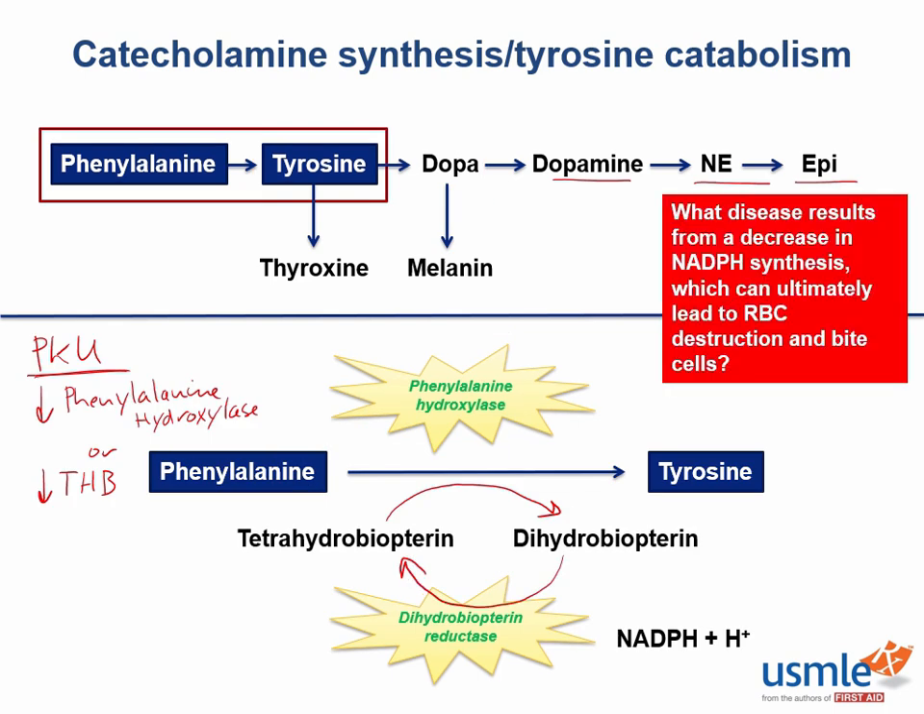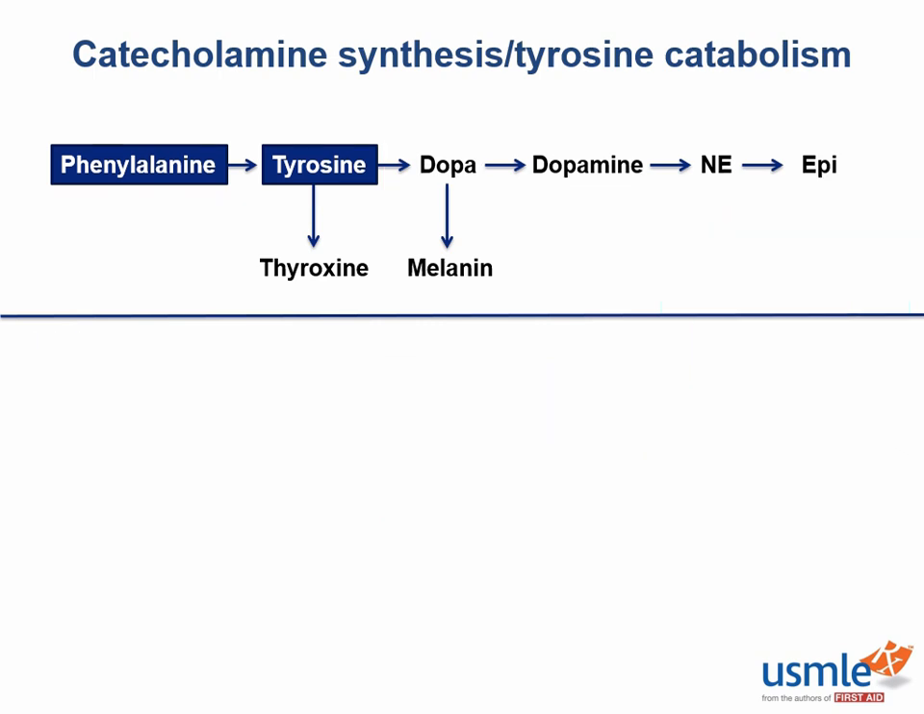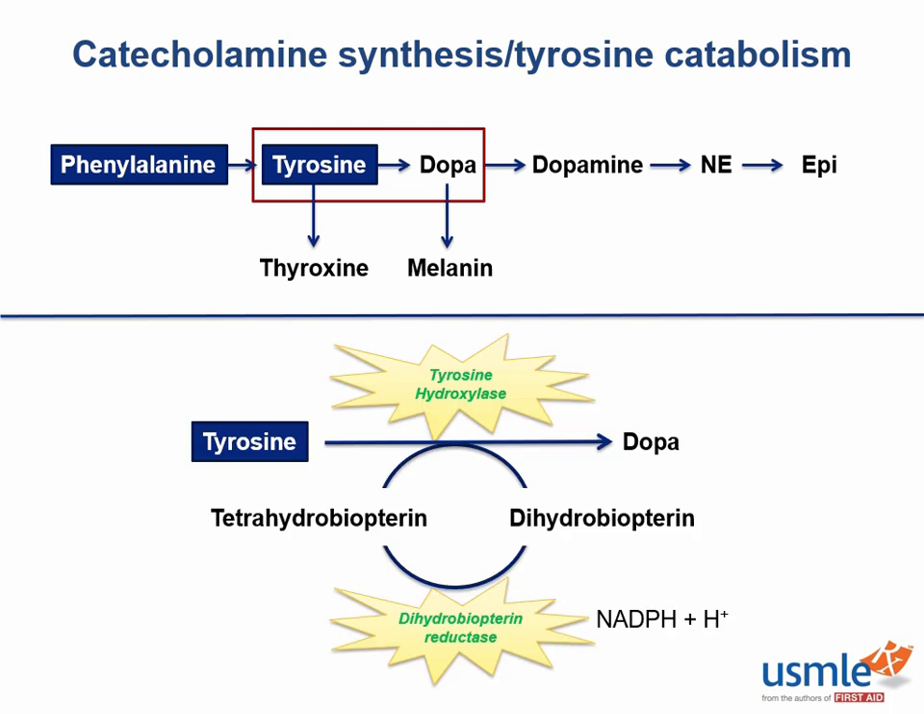And speaking of NADPH, what disease results from a decrease in NADPH synthesis and can ultimately lead to red blood cell destruction and bite cells? Well, this is the highly tested, high-yield, all-important disease of G6PD deficiency, where the enzyme glucose 6-phosphate dehydrogenase is defective or deficient. Now the second step in catecholamine synthesis converts tyrosine to dihydroxyphenylalanine, or DOPA for short, as you can see here. Now this step requires the enzyme tyrosine hydroxylase, and again it uses tetrahydrobiopterin as a cofactor.